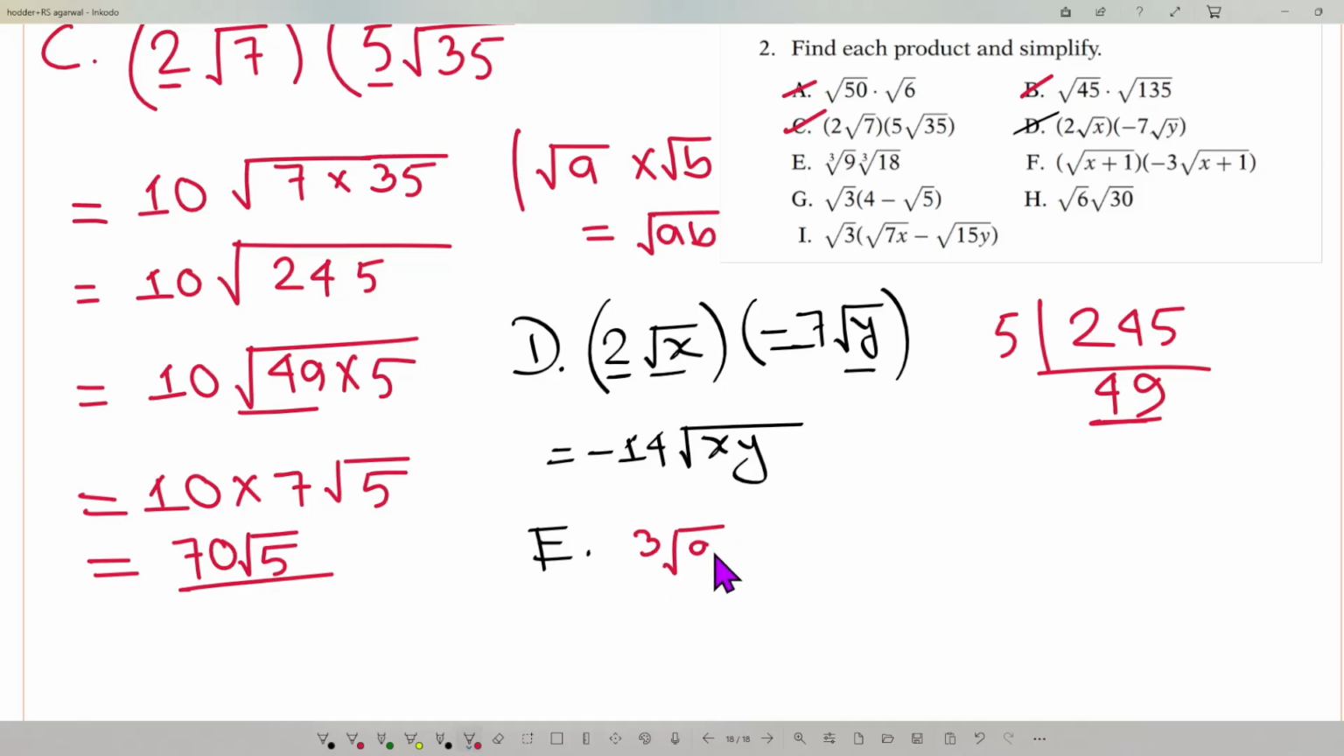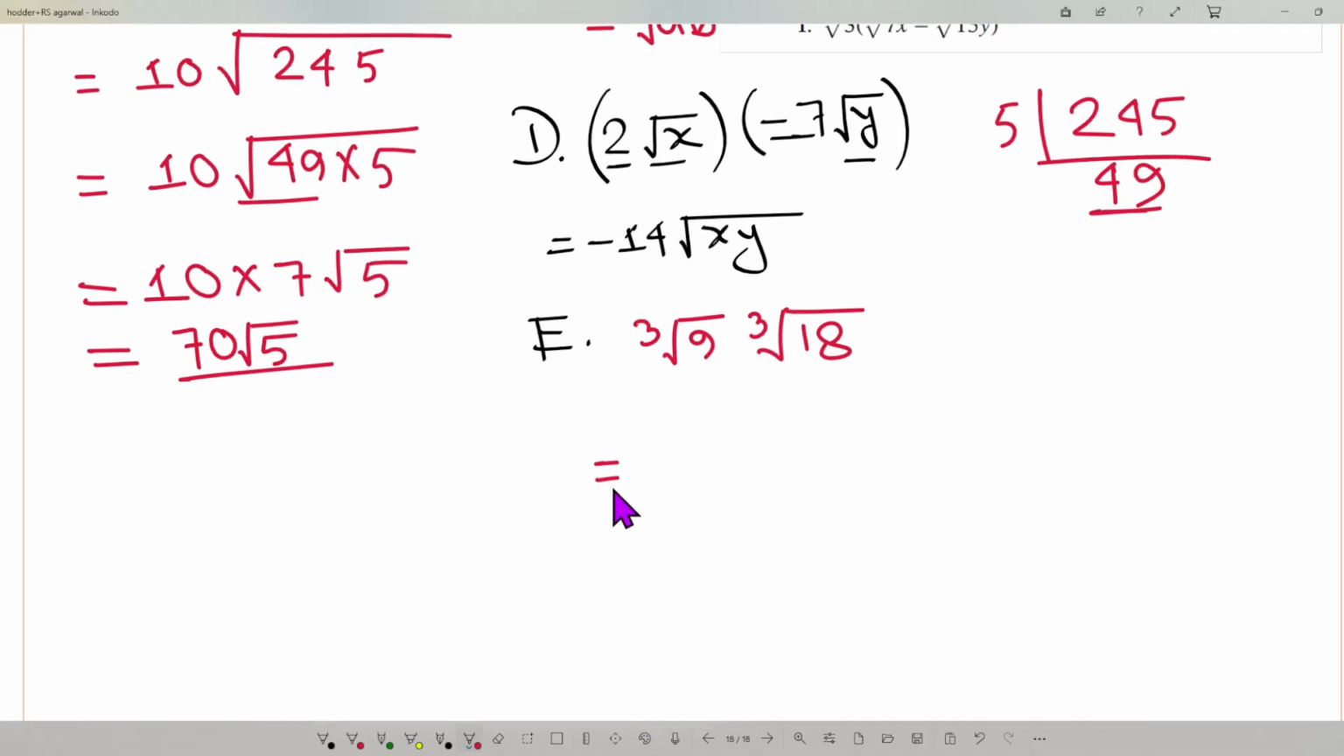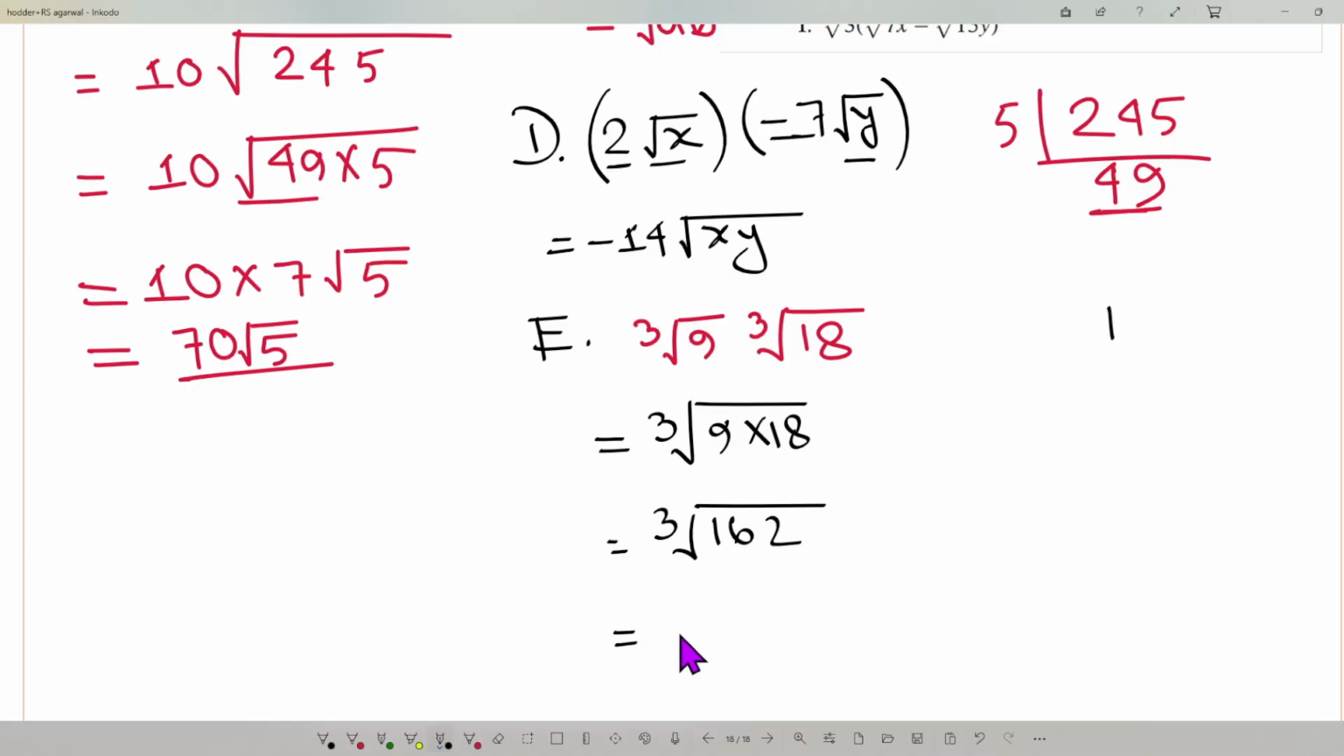Cubic root 9 times cubic root 18. In this case, first we can multiply like this: cubic root of 9 and 18. So it will be cubic root of 162. 9 times 8 is 72, and 9 times 1 is 9, plus 7, it will be 162. Now we have to find the cubic root of this, the perfect cube.